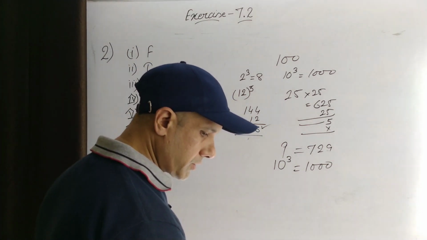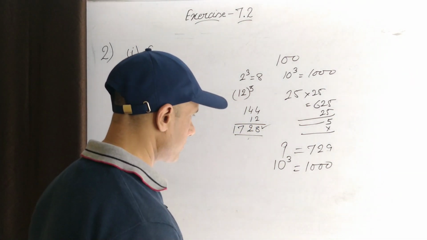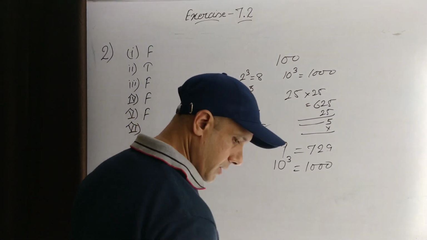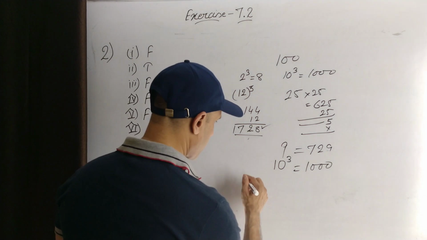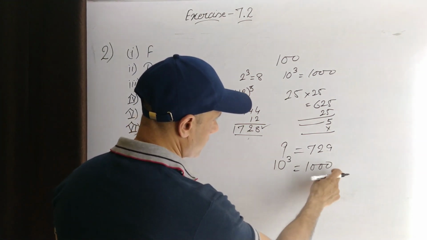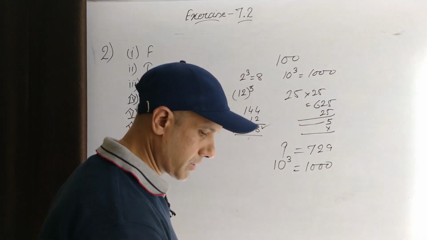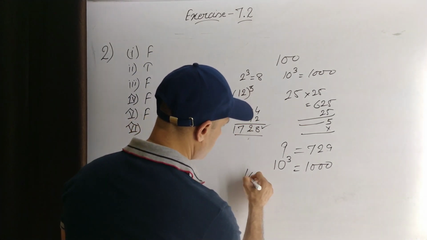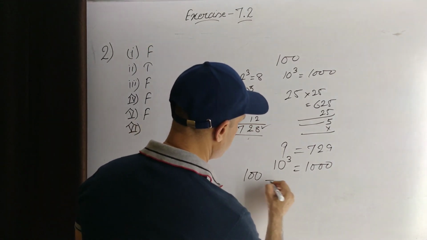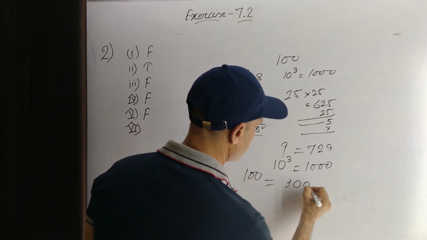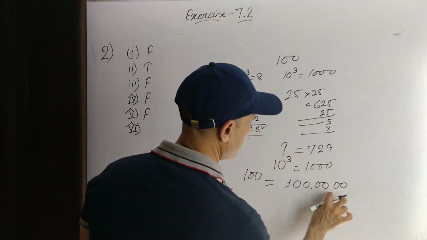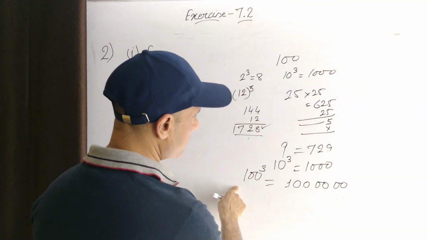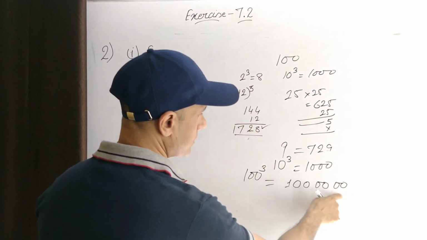6-1. Cube of a 2-digit number may have 7 or more digits. Again, we'll apply the principle. So we have seen that the cube of a 2-digit number is a 4-digit number. Now in this case, let's take the smallest 3-digit number. Cube of 100 will be 1, then 2 zeros, 2 zeros, and 2 zeros. So the cube of the smallest 3-digit number is a 7-digit number.